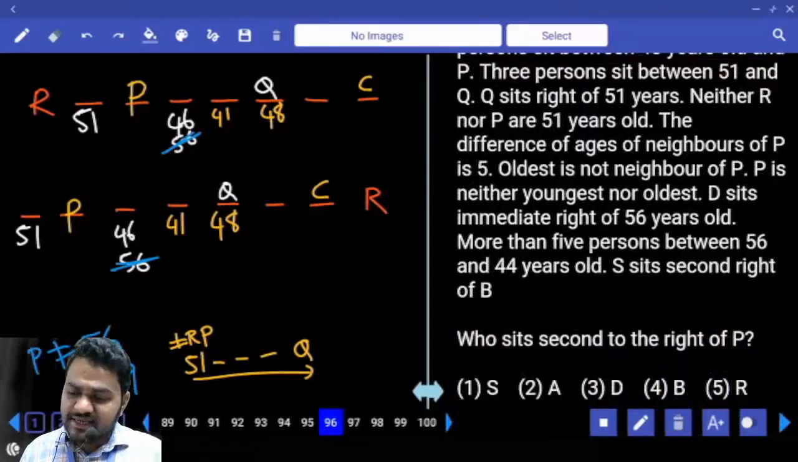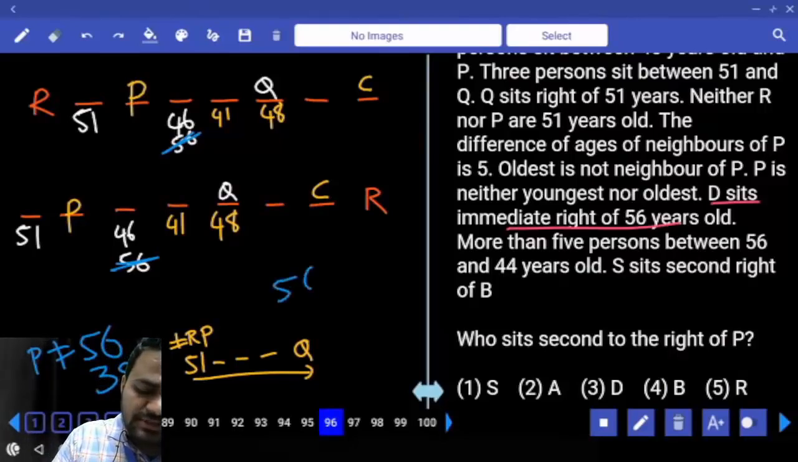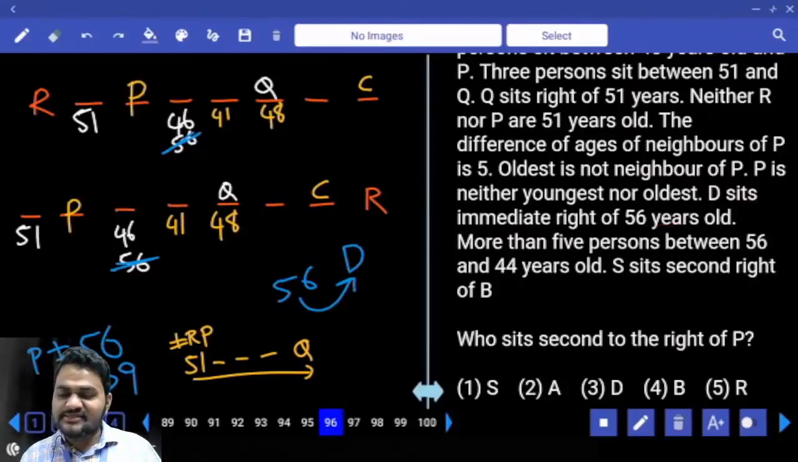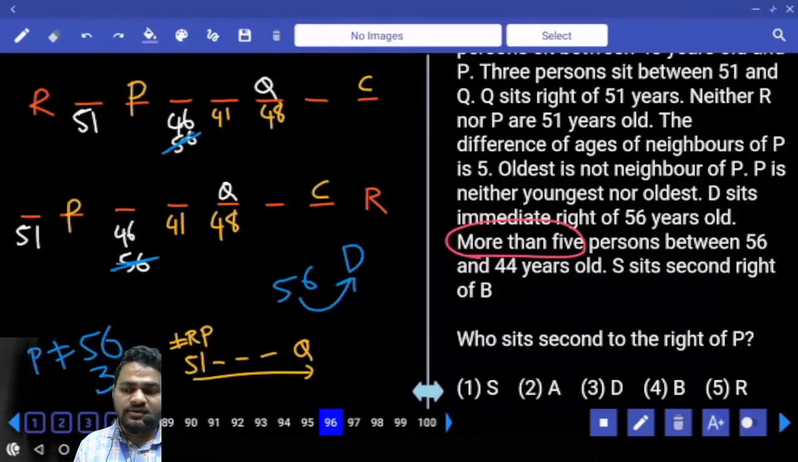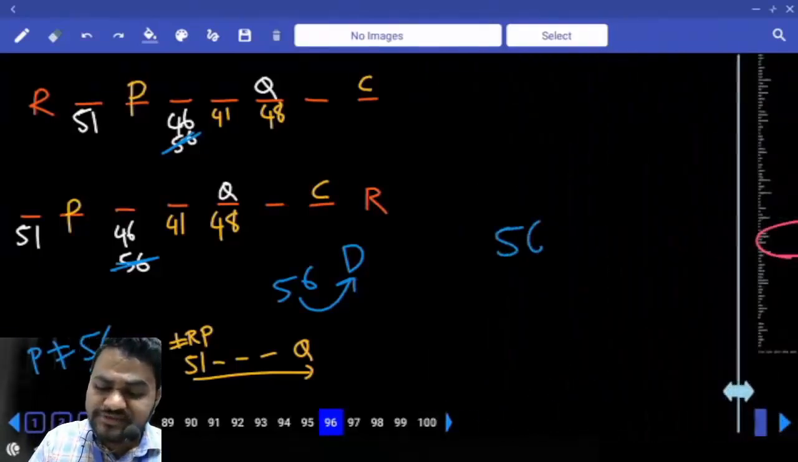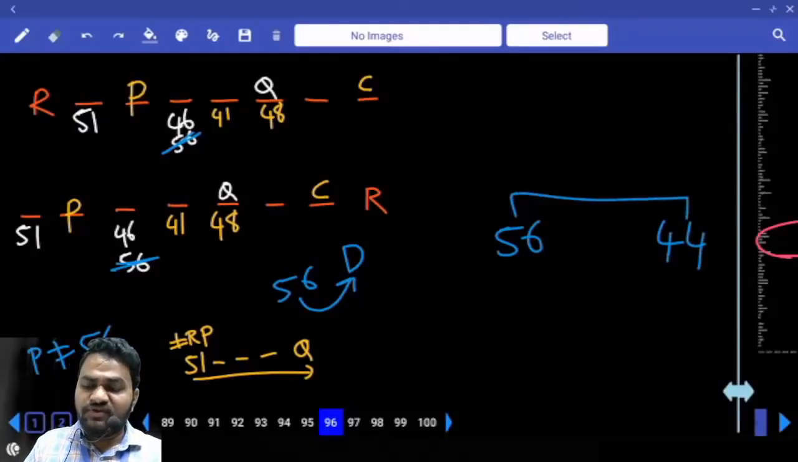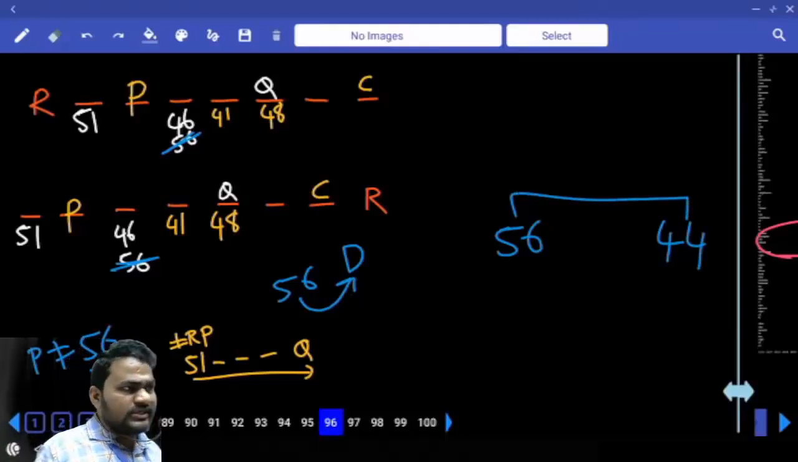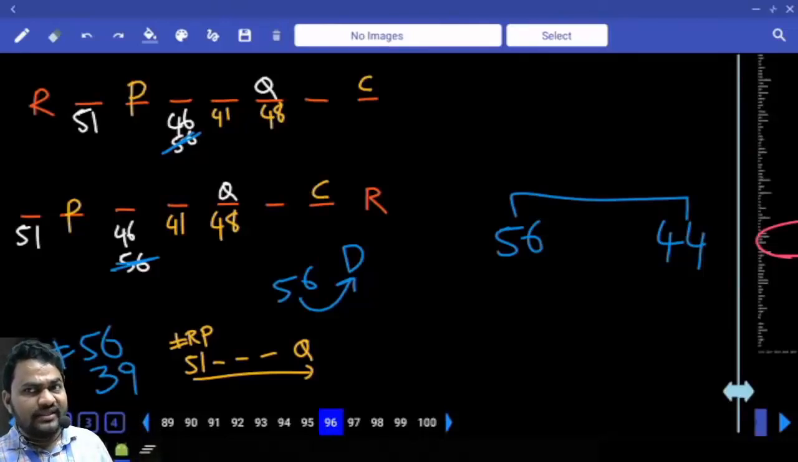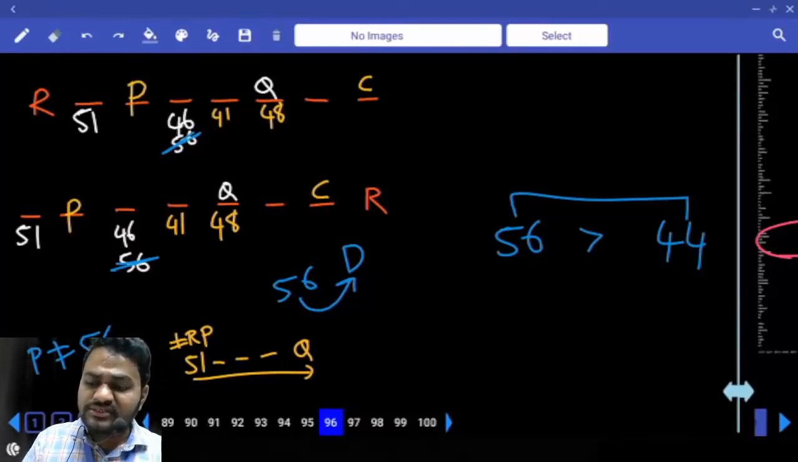And the next condition says that D sits immediate right of 56 years old. There will be a person whose age is 56, and immediate right of 56 is D. Next, more than 5 persons sitting between 56 and 44. There is a person whose age is 56, there is another person whose age is 44, and in between 56 and 44, these are 2 persons, but in between these 2, there should be more than 5 persons.